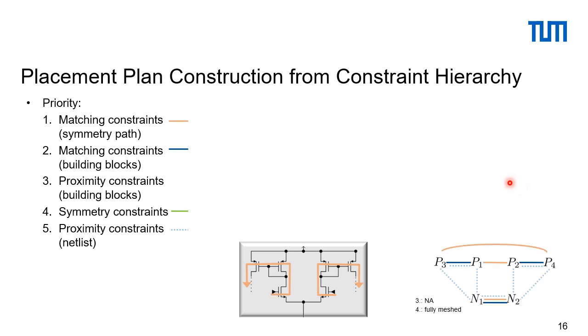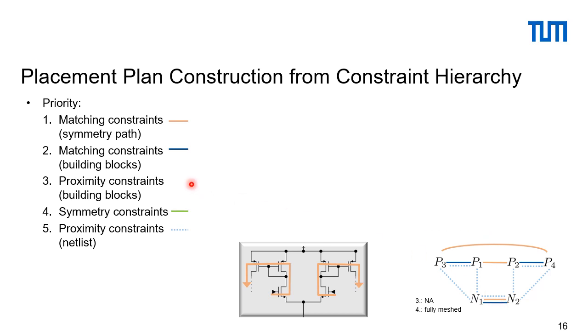So where does this kind of graph come from? This is a constraint graph. N1 and N2 are these two transistors, P1, P2 are those two transistors over here. Now these were the symmetrical signal paths, so we have a matching constraint from the symmetry path between P1 and P2 and between P3 and P4 and N1 and N2. Then we have the matching constraints from the building blocks, right? Those two should match, this is the blue one here.